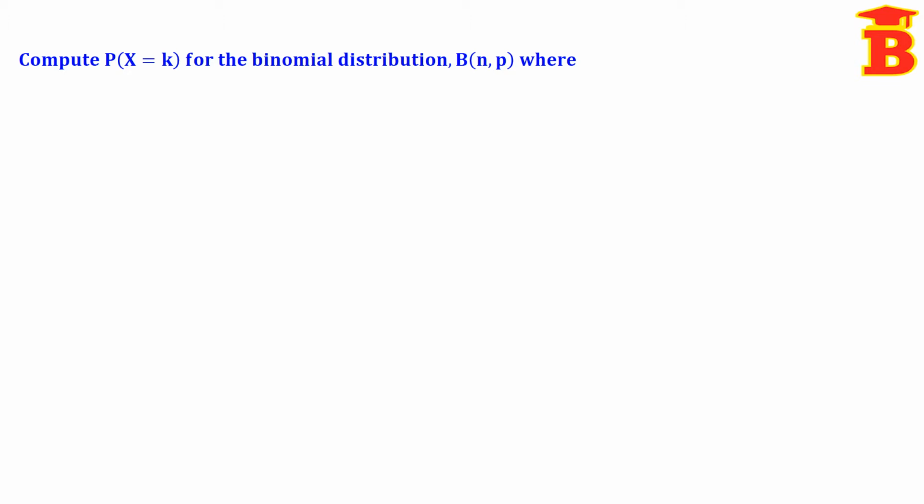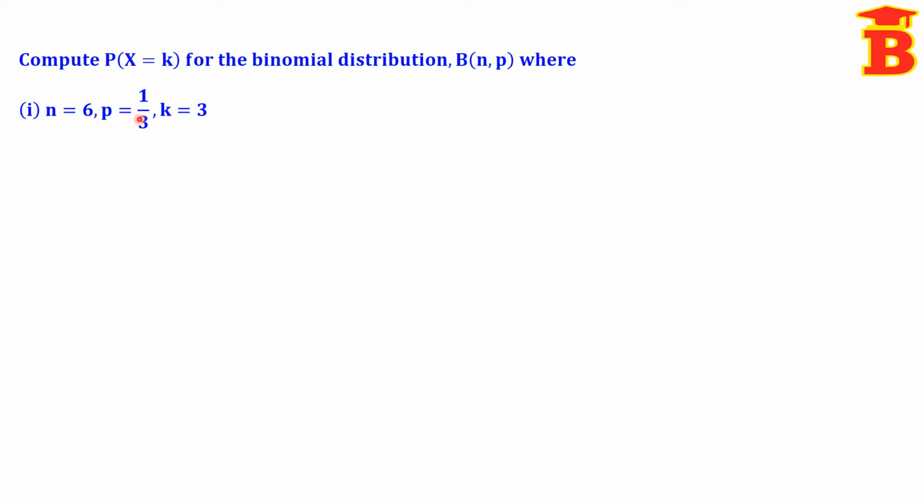Let us see the problem. Compute P(X = k) for the binomial distribution B(n, p), where in the first one the values are given: n equal to 6, p equal to 1 by 3, k equal to 3, and it is given as a binomial distribution. So we have to find P(X = k). In the first problem it is given k value 3, so we have to find P(X = 3).